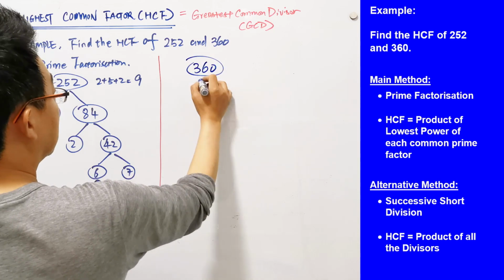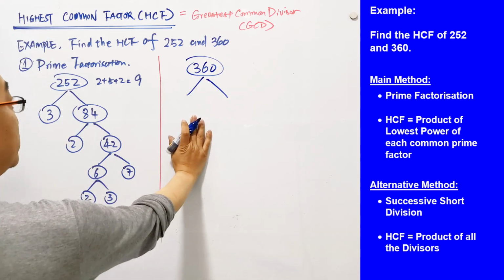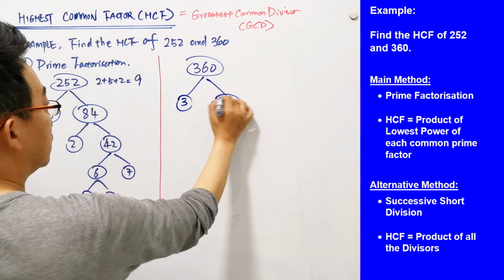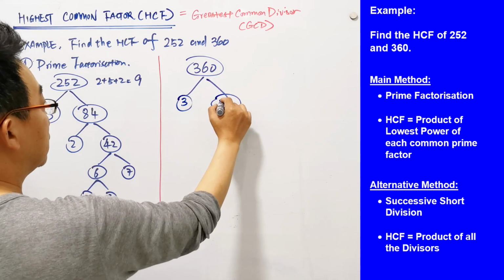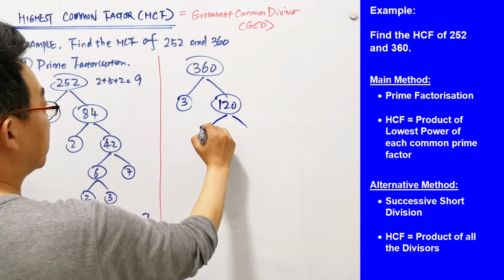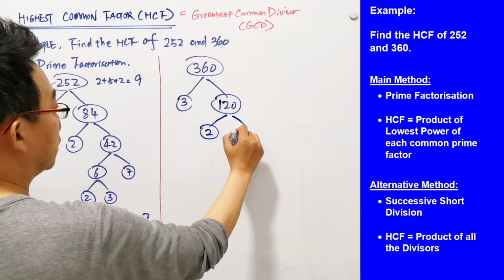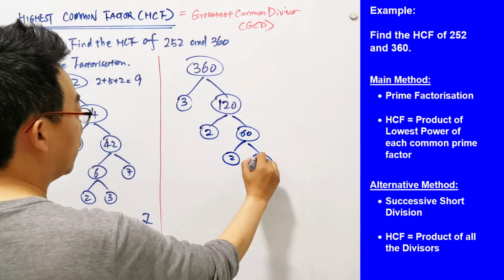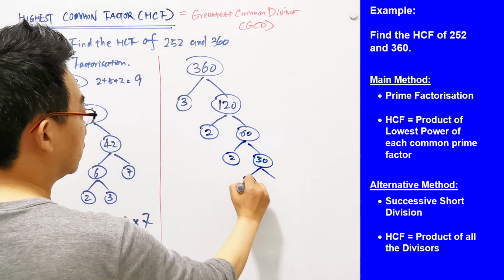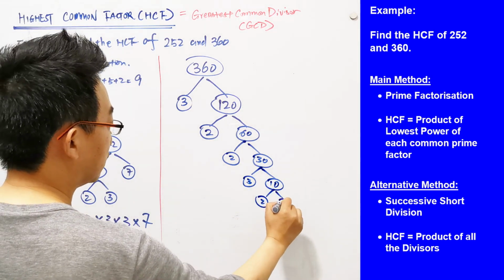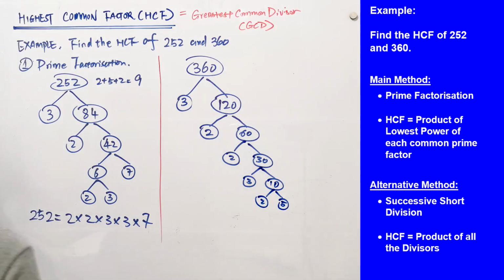360, right? Can we divide by 3 in this case? Yes, right? So what we get here? 1, 2, 0, right? Can we divide by 2? 60, right? 2, 30, right? 3, 10. Okay, is that correct? Good.